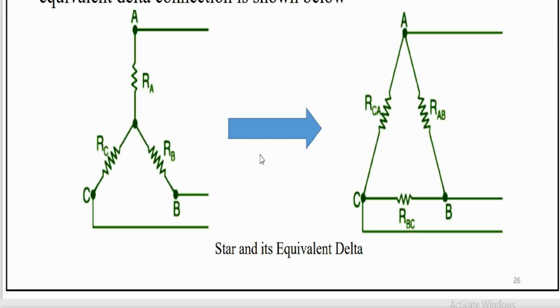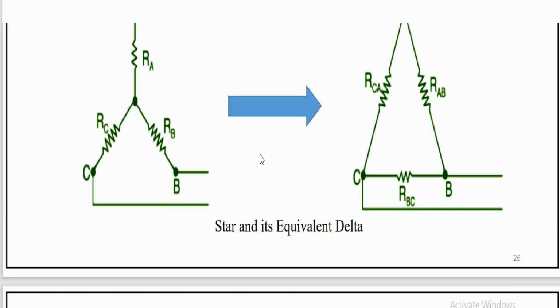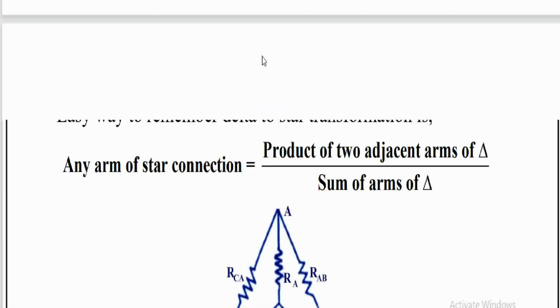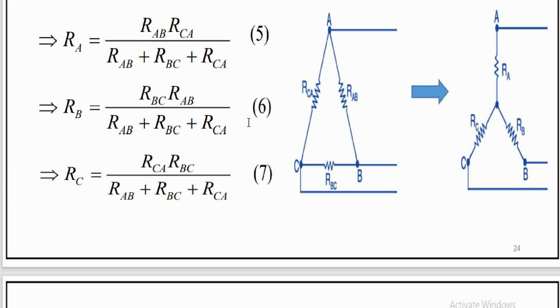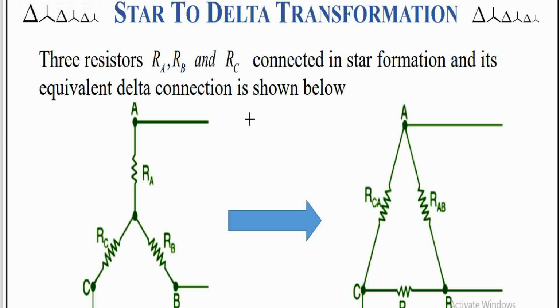Now we are going to consider star to delta transformation. In star to delta transformation, already in the previous class we got these equations 5, 6, 7. By using these 5, 6, 7 only, we are going to find star to delta transformation. What we are going to do? For getting your RBC, let us take this one. First of all, you need to do 5 by 6 and 5 by 7 division.